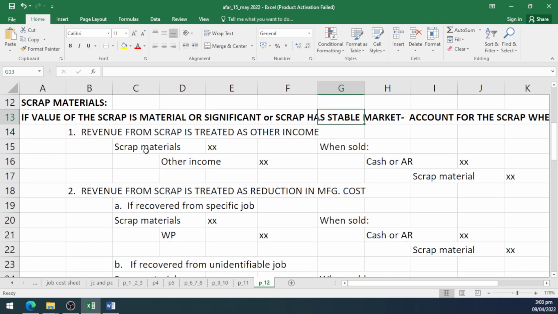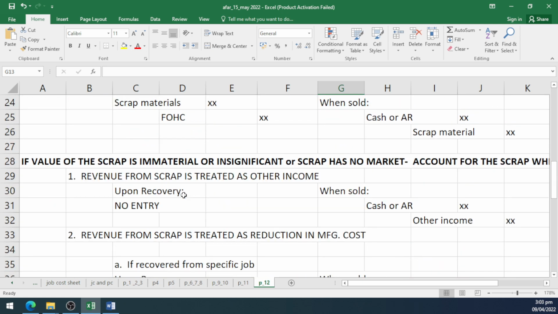Dalawang entry ang mangyayari, nung na-recover mo at nung nabenta. Pero kapag ang value ng scrap ay insignificant or walang stable market, ibig sabihin there's no way for the company, for the entity, to measure kung magkanong benefit niyan. Hindi ka nga tiyak kung mabebenta mo eh. Na-recover mo physically, wala kang entry na gagawin. Wala kang recognition na gagawin. Pag nabenta, saka mo recognize. So, upon recovery, walang entry.